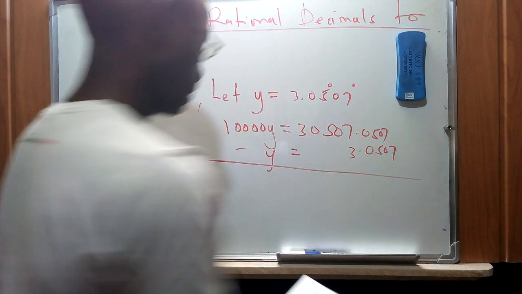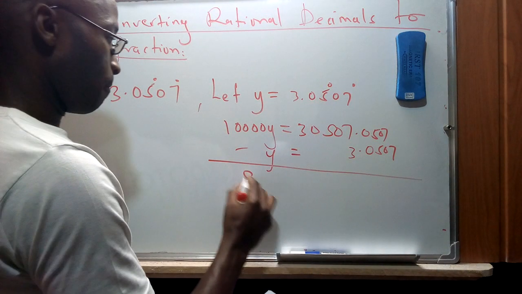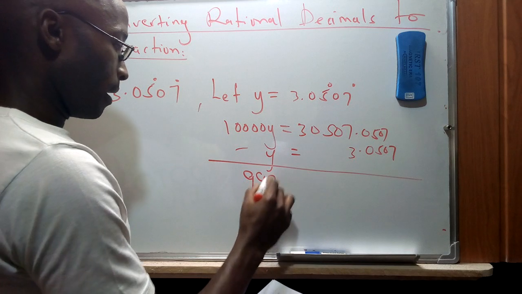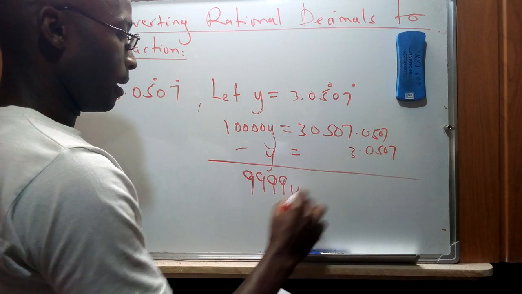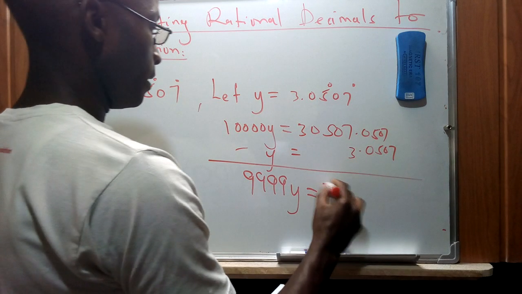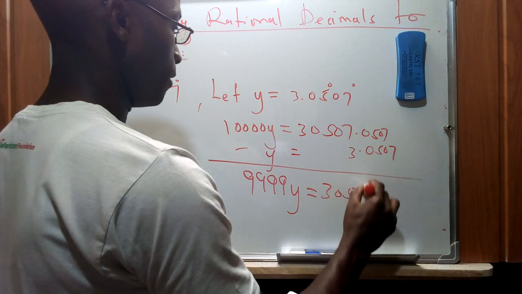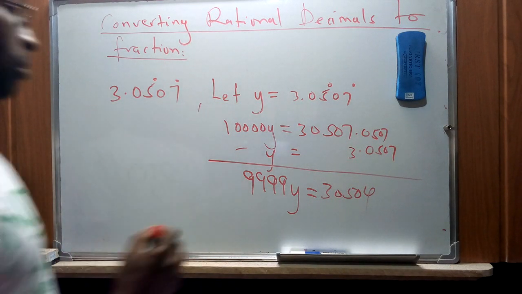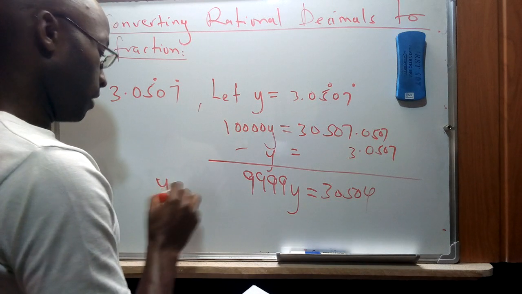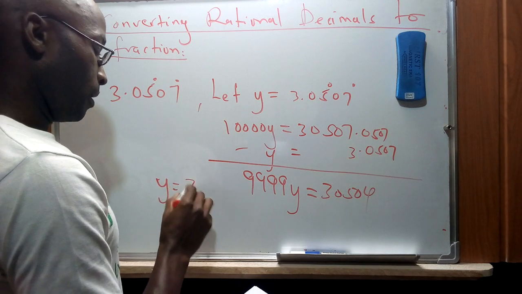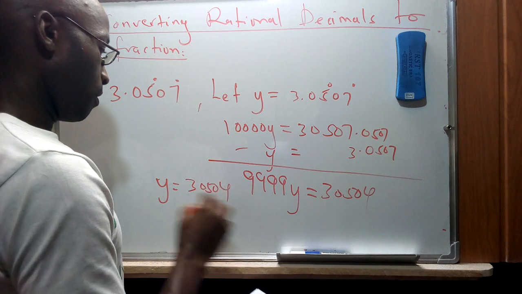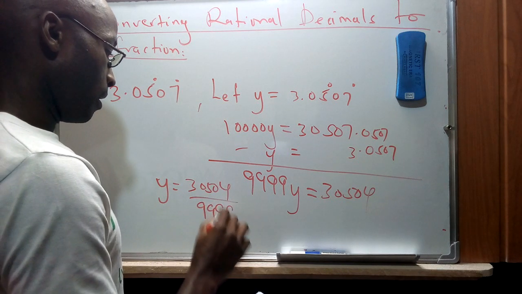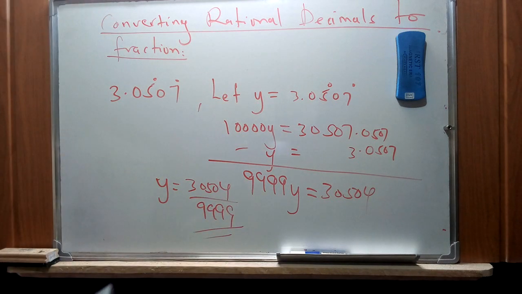So if we find the difference between the two, we will have 9999y equals 30504. I hope my subtraction is okay. So we are going to have y represented as 30504 over 9999. So this one we have converted as well to a fraction.